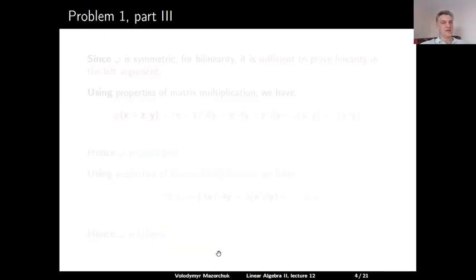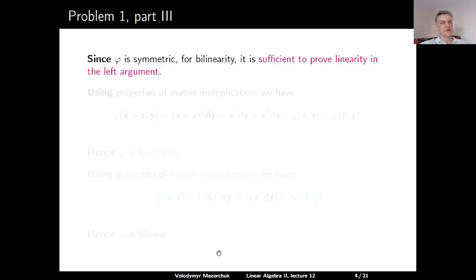Now let us check that this map is bilinear. Since we already proved that it is symmetric, it is sufficient to prove that it is linear in one of the arguments. So let's take the left argument. So let's do the computation. Let's evaluate phi at the pair of vectors. The first vector is x plus z, and the second one is y. Using our previous formula, this is equal to (x plus z) transposed times A times y.